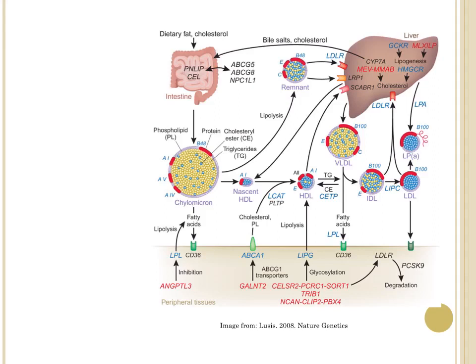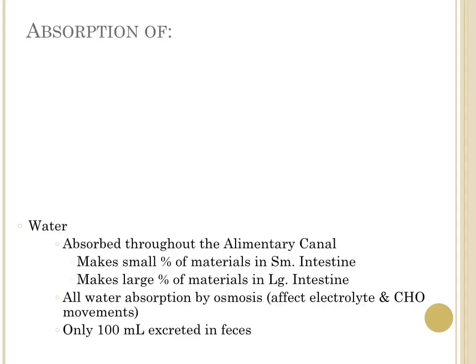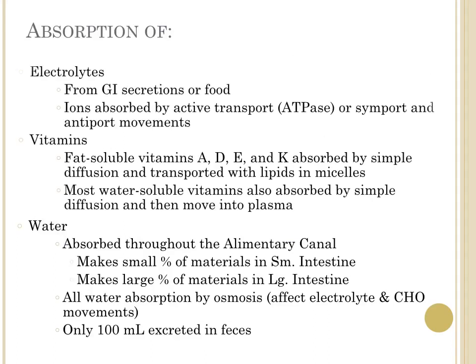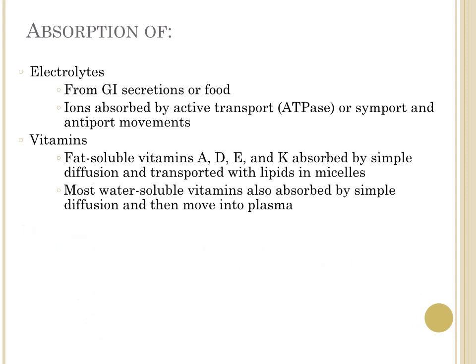In terms of electrolytes, electrolytes and water can be absorbed throughout the whole length of the system. However, most of it's going to be taking place within the large intestine, based off a percentage of stuff being absorbed. The fat-soluble vitamins have to be absorbed within the chylomicrons and within the micelles. The water-soluble ones will follow along in a symport method with the salts in the water.